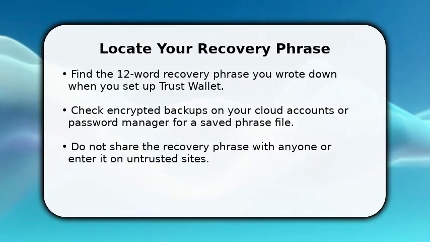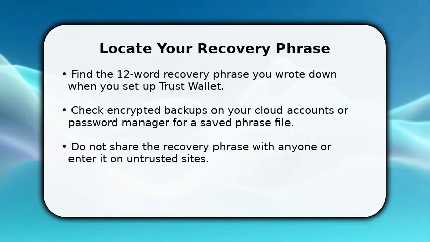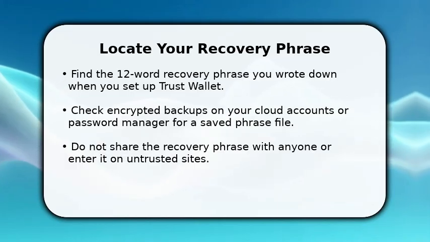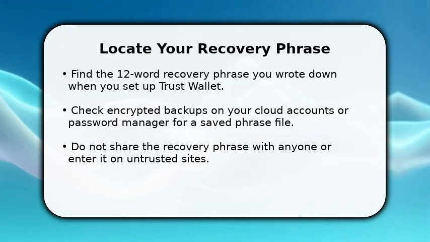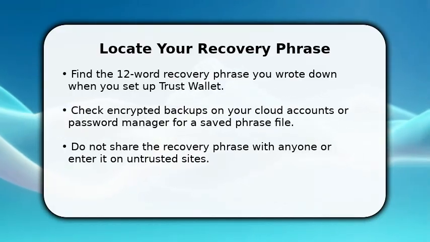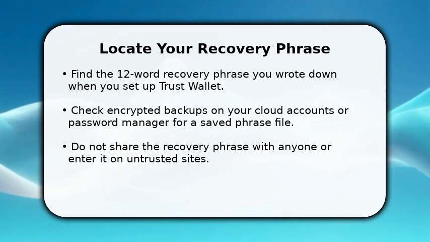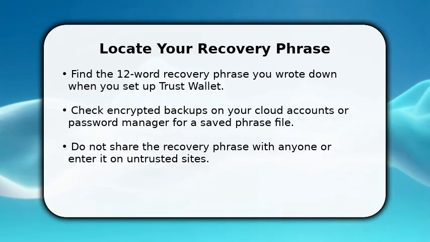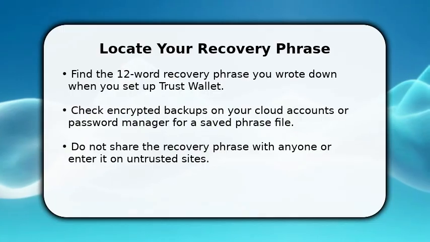Find the 12-word recovery phrase you wrote down when you set up Trust Wallet. This is the single key to restore accounts and tokens. If you used a password manager or encrypted cloud backup, search for files named Trust Wallet, Mnemonic, or Recovery and verify the 12-word sequence. Also check physical notes, USB drives, or a safe. Confirm the words are in the correct order.